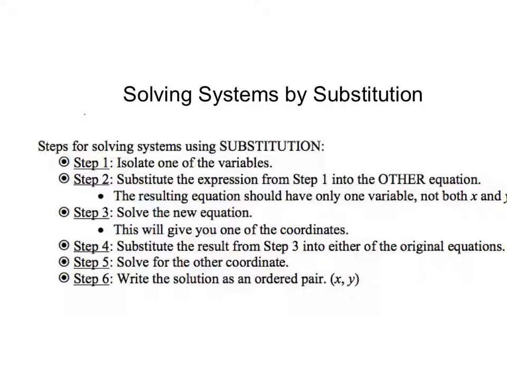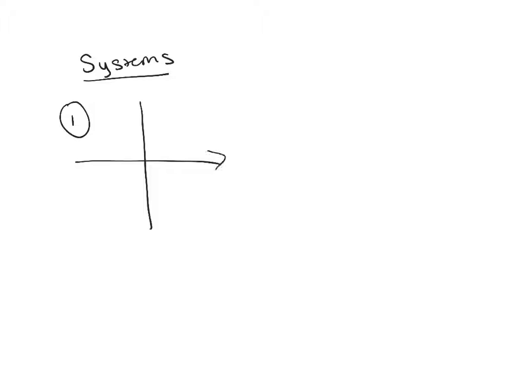To explain these steps a little bit more, let's look at it. Just to remind you of what we've already done, we know that a system means that there are two or more equations that have the same solution. The first way that we talked about solving a system is graphing. If you graph that system, the place where those two lines meet is your solution.